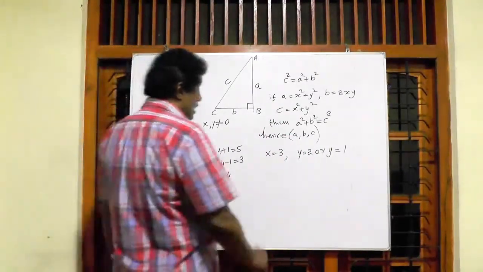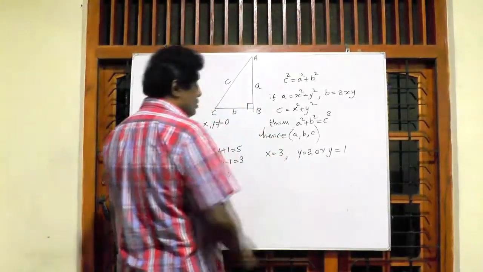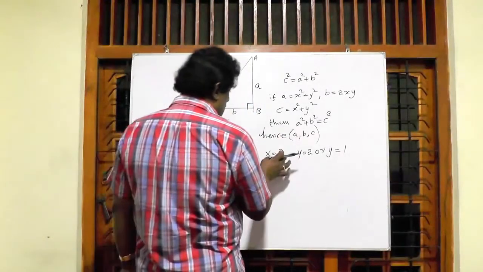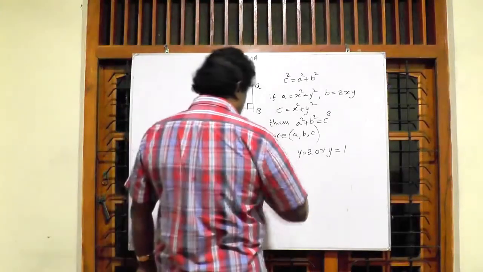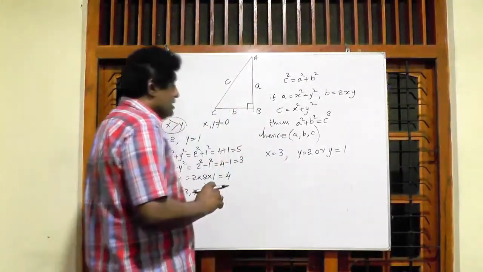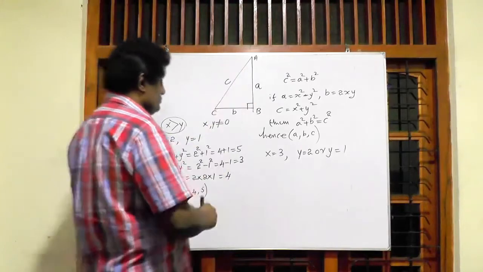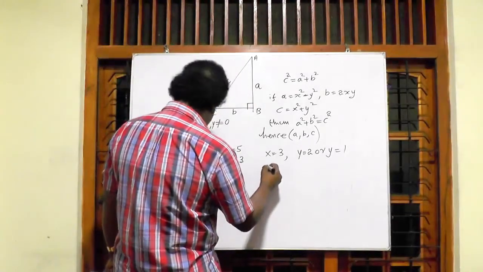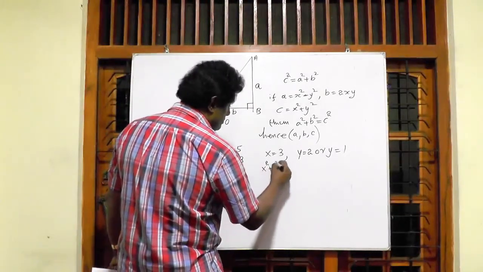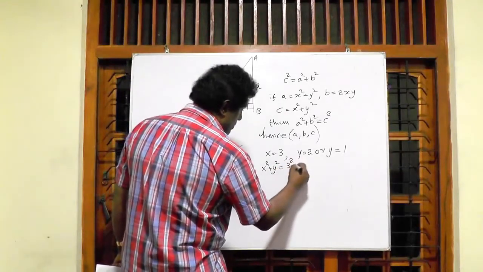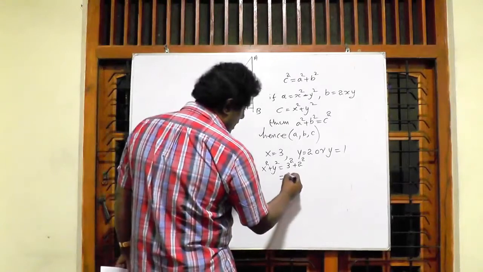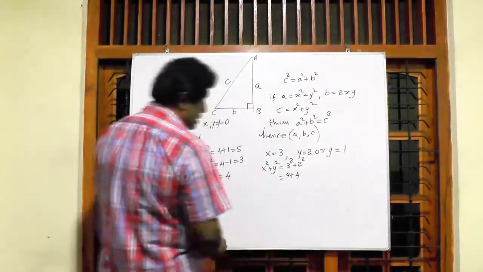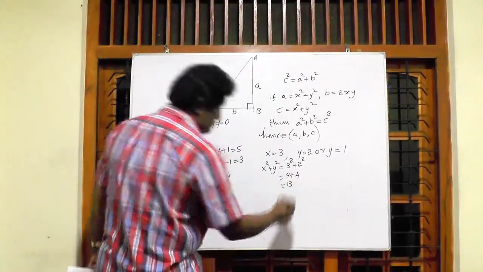Then if we are going to take 3 for x and 2 for y, we can get another Pythagorean triple. Then what is the value of x squared plus y squared? That is 3 squared plus 2 squared. Then that's equal to 9 plus 4. Then that's equal to 13.